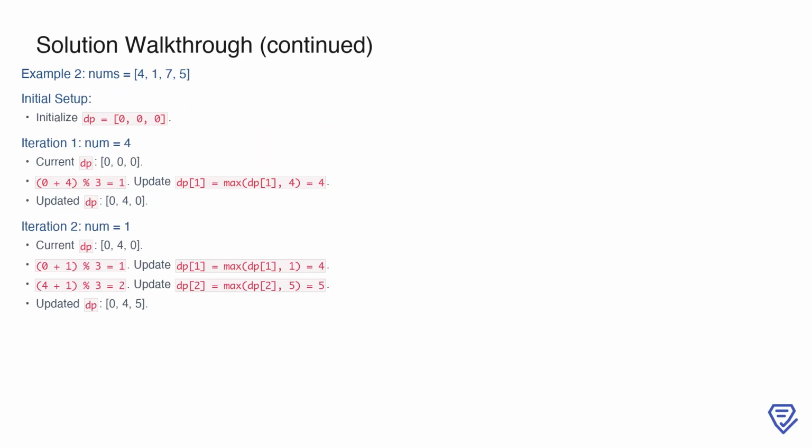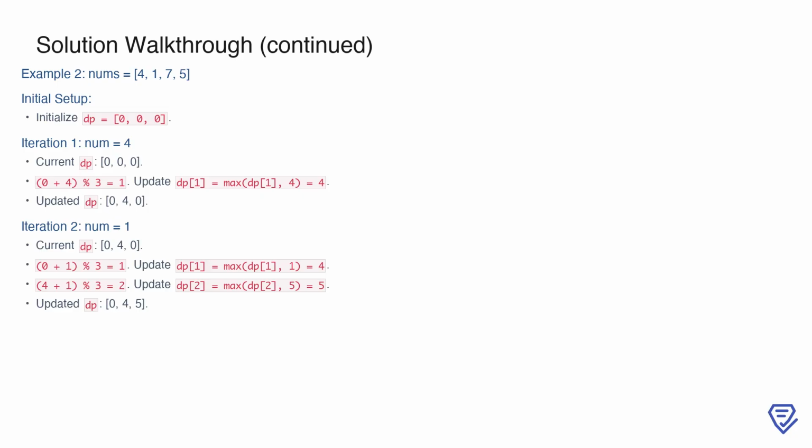In our second example, the input array is 4, 1, 7, 5. We start again by initializing dp equals 0, 0, 0. The first number is 4, and with the current dp of 0, 0, 0, we calculate (0 + 4) % 3 equals 1. This updates dp[1] to the maximum of its current value or 4, resulting in dp[1] equals 4. The updated dp becomes 0, 4, 0.